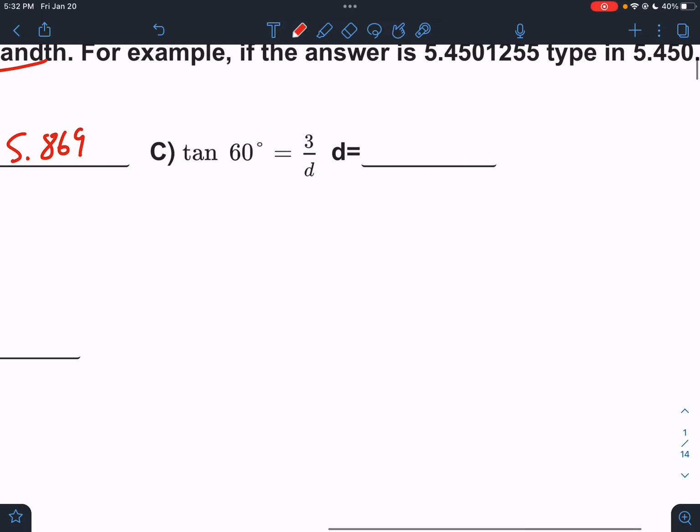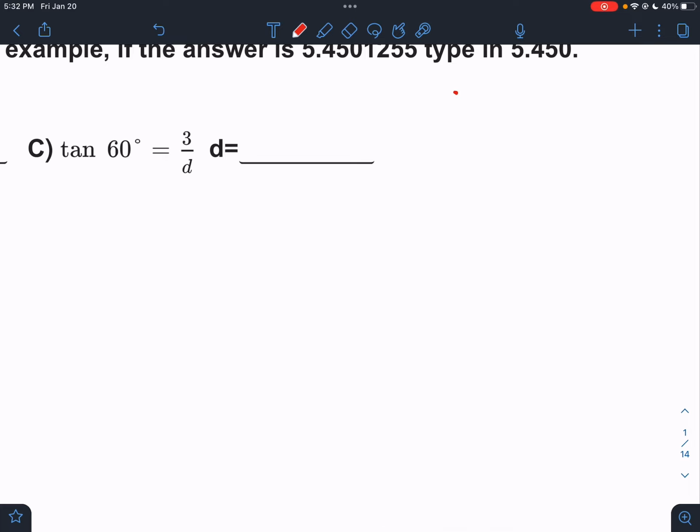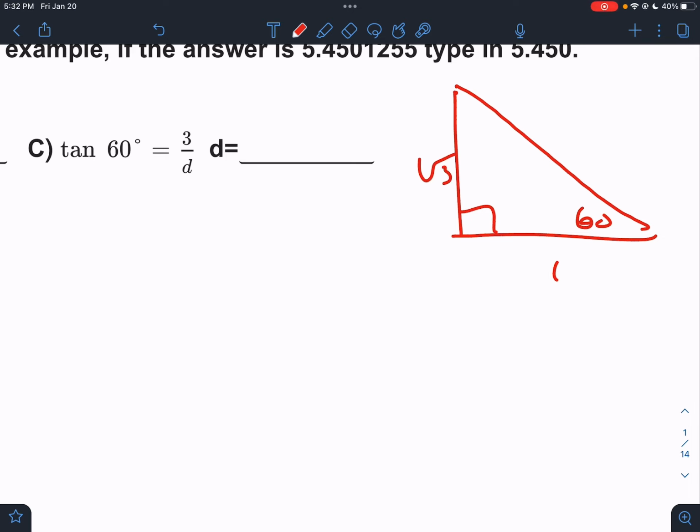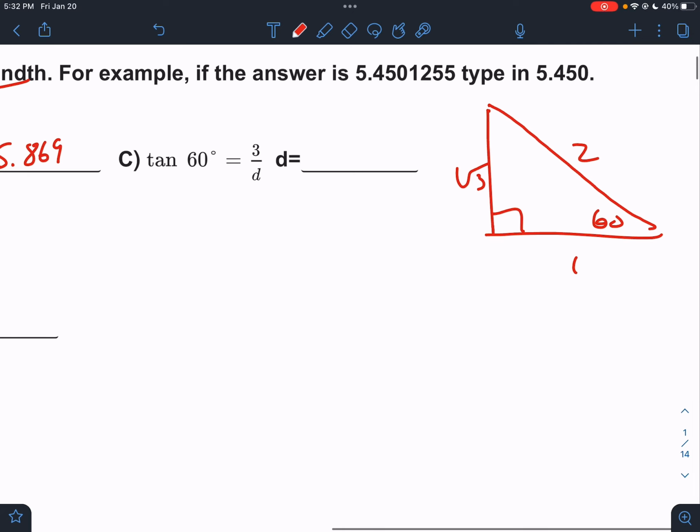Tan 60. I could do this without a calculator if I had to. I know that you could too. If you have a 60-degree angle, this would be 1, root 3, and 2. Tan of 60 is going to equal root 3. It says round, so the square root of 3 is 1.732.